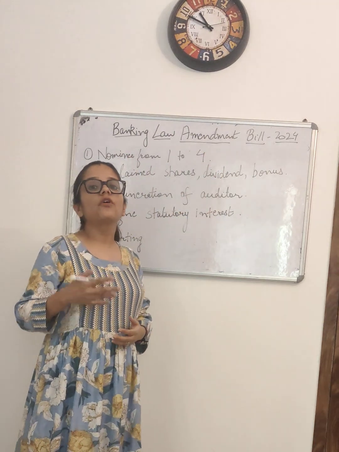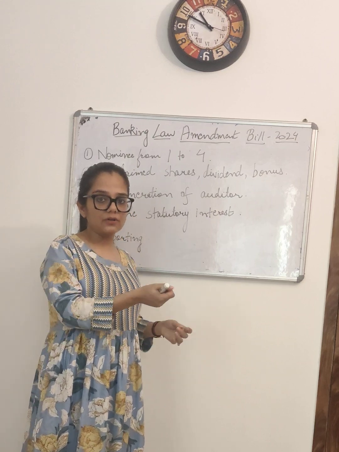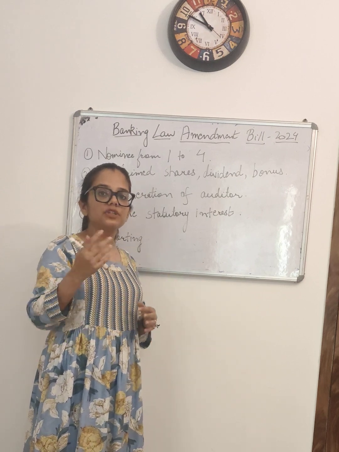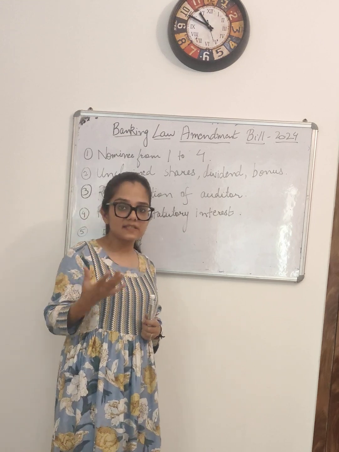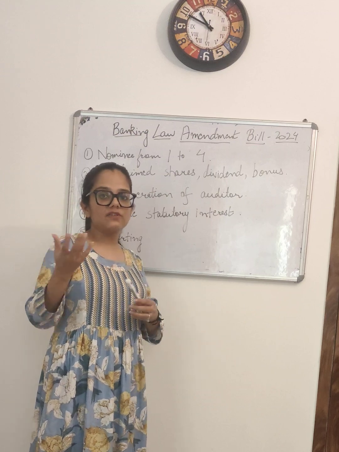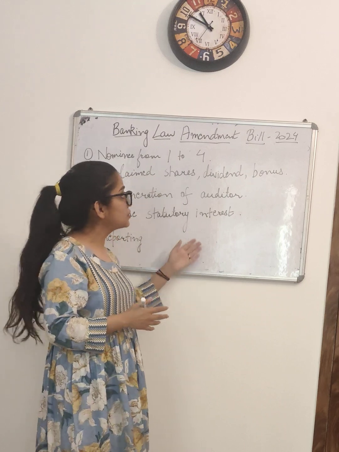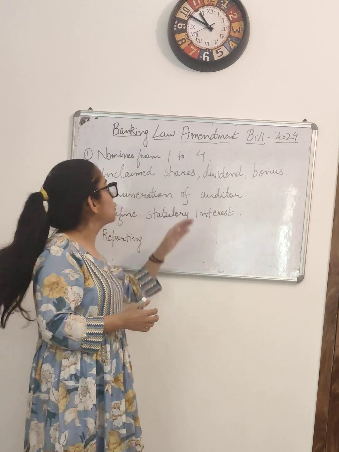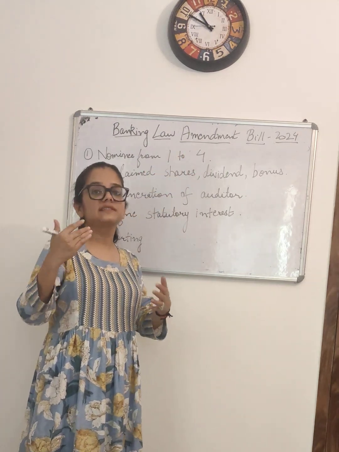First amendment is for all the deposit holders, right? For example, if you go to a bank to open a bank account and deposit money, the bank will ask you to give a nominee, right? A nominee is a person who will have access to all your deposits in money or the locker facility which you have taken in case of your death. So this bill proposes to amend this, and it says that instead of one nominee there should be 4 nominees, and it can be in succession.